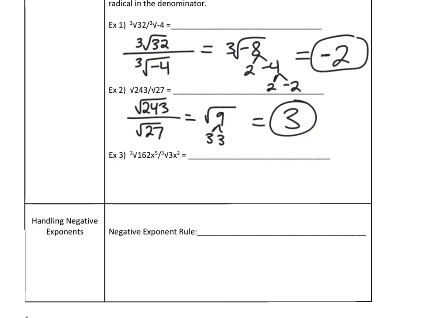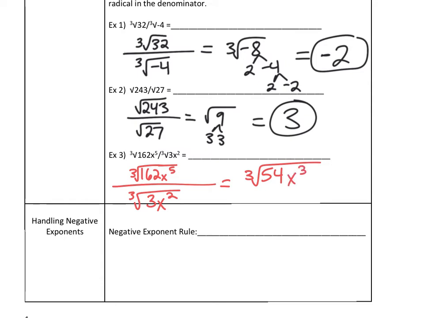Okay. Now we're going to toss in some powers here. Get excited. Cubed root of 162x to the 5th over cubed root of 3x squared. Same index, right? So we're good on that front. Let's start with just the numbers. So 162 divided by 3. 54. And then x to the 5th divided by x squared. X to the 3rd. We subtract those powers. Subtract the powers. 5 minus 2 is 3.